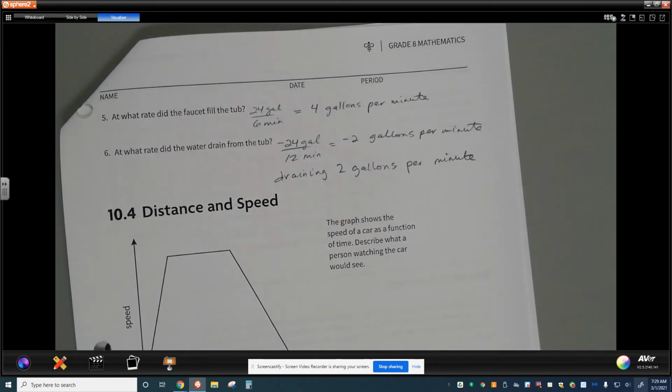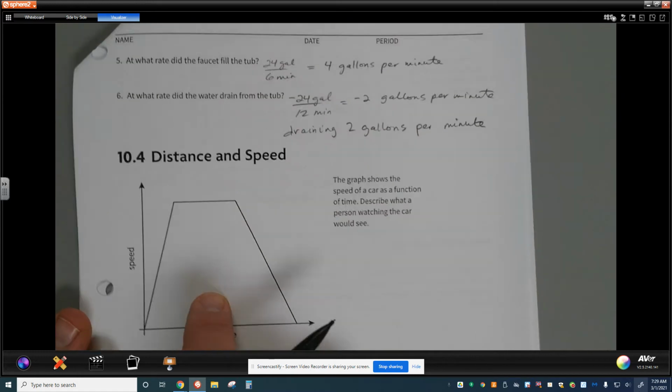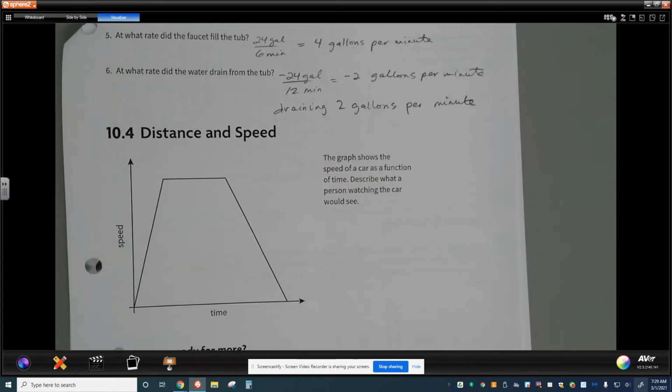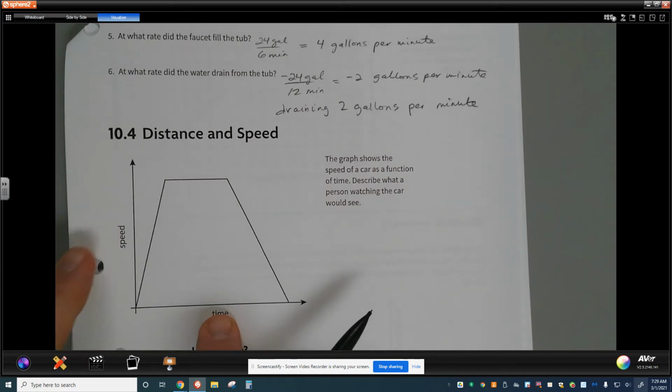All right. So we have another graph here that's actually a lot like the one that we just had. It really looks the exact same as this, but it's representing a different story. This graph shows the speed of a car as a function of time. So here's our time and here's our speed. Describe what a person watching the car would see.